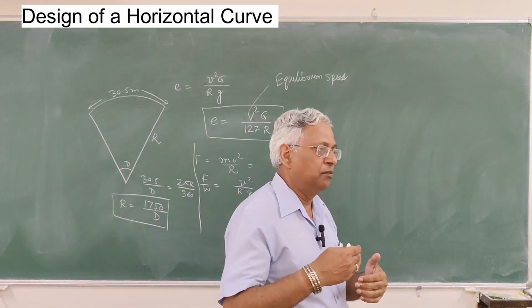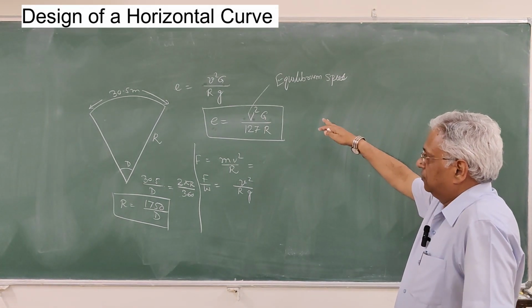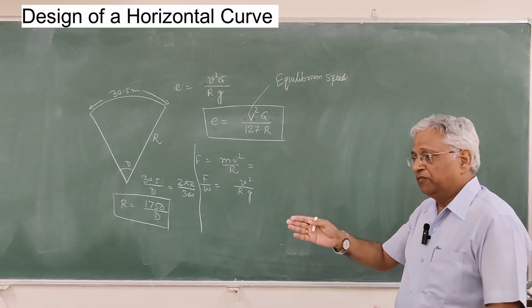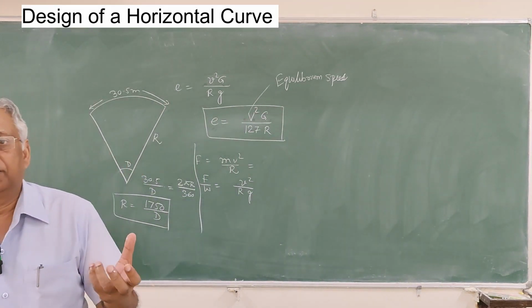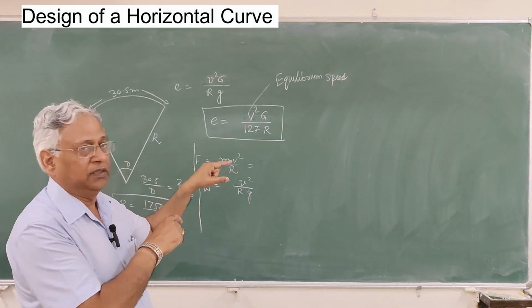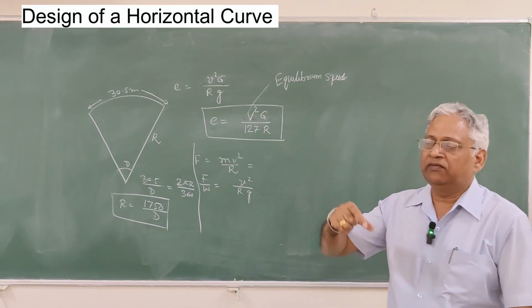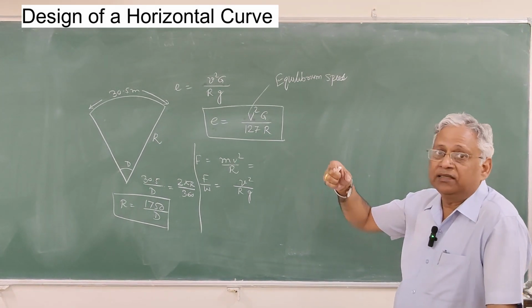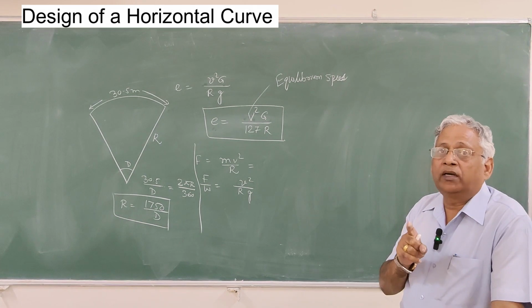Now if the speed of the train is more than equilibrium speed, then the component of centrifugal force will be larger, and therefore there will be thrust on the rail or discomfort to passengers. And similarly, if the speed is less than equilibrium speed, then there will be unnecessary tilt of the vehicle. The component of gravity will be larger than what is required for balancing the centrifugal force. So in that case, there will always be a danger of overturning of the vehicle.